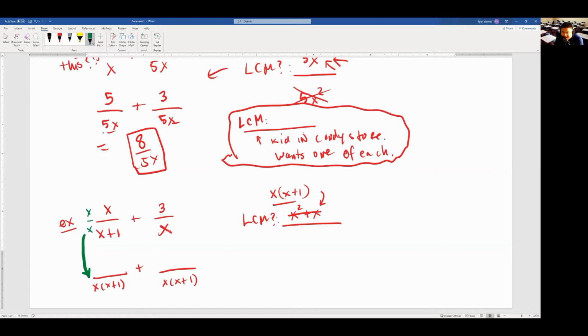X over X. Because this times this would give us this. So which means on top here, I get X squared. We almost don't care what happens on top.